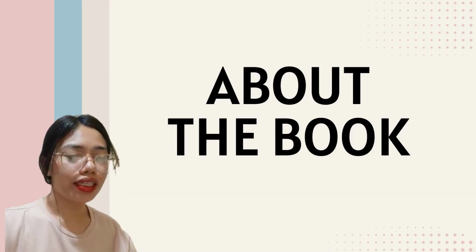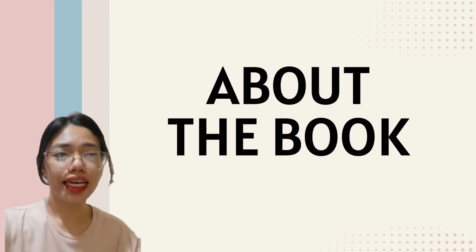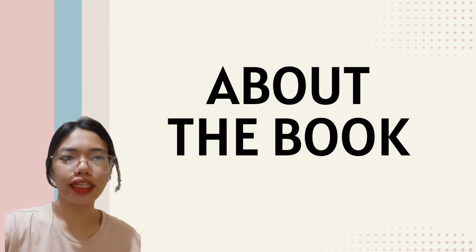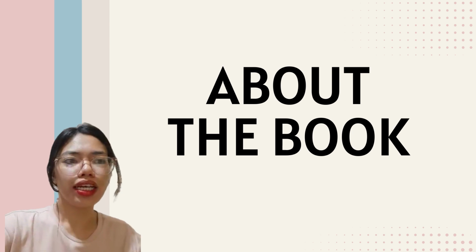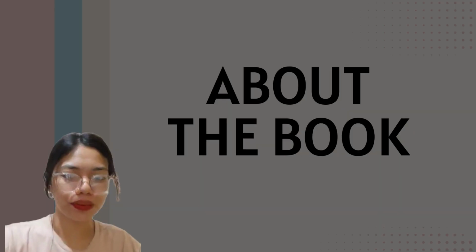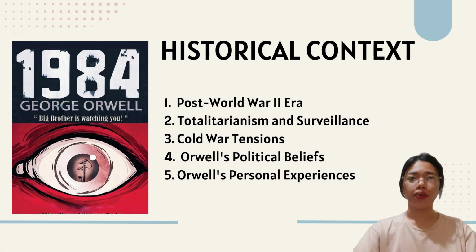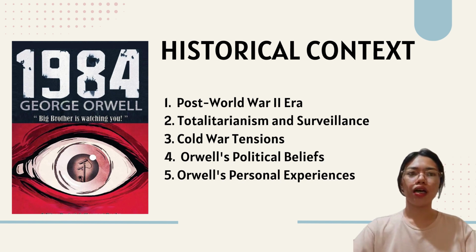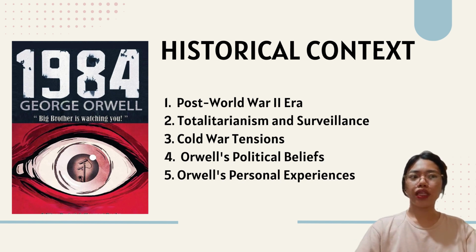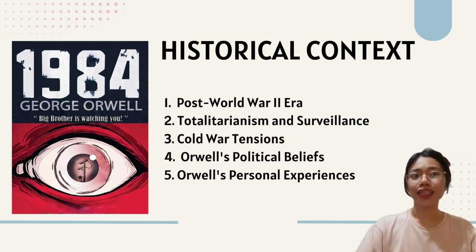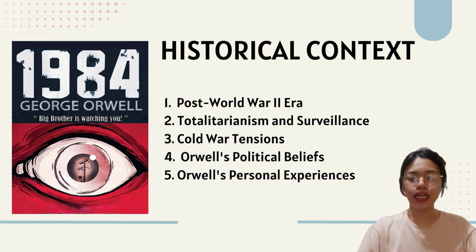The historical context of 1984 provides insight into why George Orwell wrote the novel and the events that influenced its creation. Here are some key points. The first one is about the post-World War II era. Orwell wrote 1984 between 1947 and 1948. The devastating impact of the war and the rise of totalitarian regimes, such as Nazi Germany and Stalinist Russia, greatly influenced Orwell's perspective.